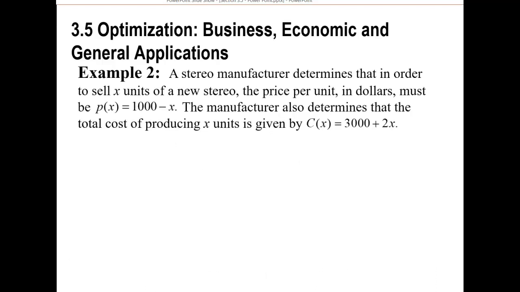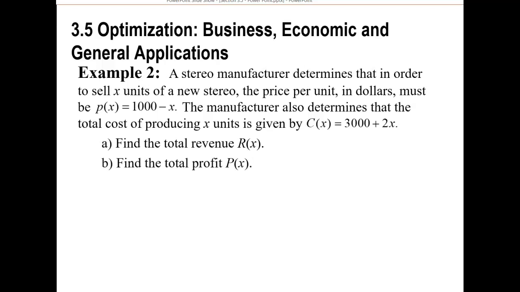All right, here's another example. Example number 2. A stereo manufacturer determines that in order to sell X units of a new stereo, the price per unit in dollars must be P of X equals 1,000 minus X. The manufacturer also determines that the total cost of producing X units is given by the function C of X equals 3,000 plus 2X. A, find the total revenue, R of X.